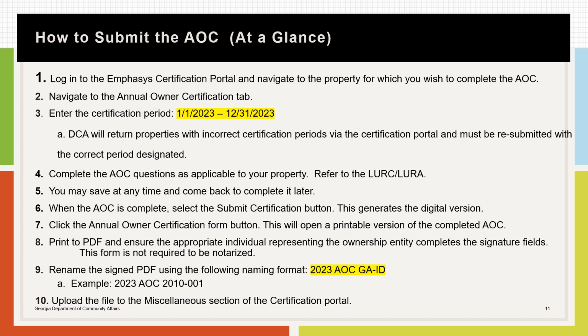Okay, great. So now here are the steps on how to submit the AOC at a quick glance. There are 10 steps listed. Some things to note. Step 3, do not forget to enter the certification period as January 1st, 2023 through December 31st, 2023. And step 9, please don't forget to rename the signed PDF using the following naming format of 2023 AOC Georgia ID. You can use this page to come back to at any time in the presentation if you want to see all of the steps at once.